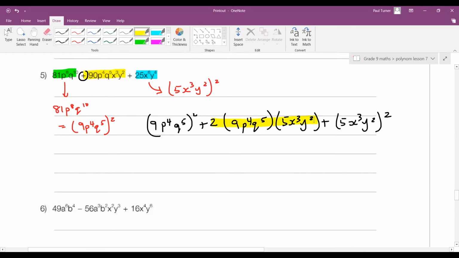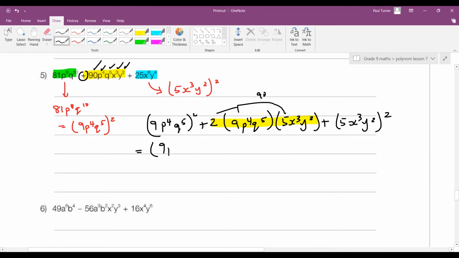So now what you want to do is check your middle term. It should be the same as that, and the first 2 terms should be correct already. So 2 5s are 10, 9 10s are 90. When you multiply them, you get 90, which is good. That's there. And we have p4q5 here, and x3y2 here. So this is all correct then. Now you can write your complete square down.